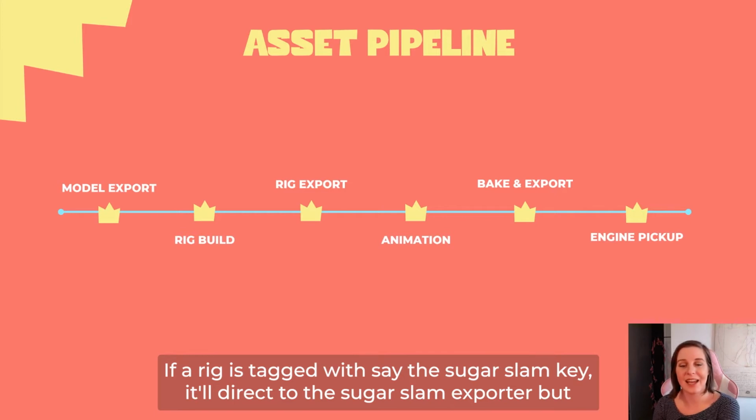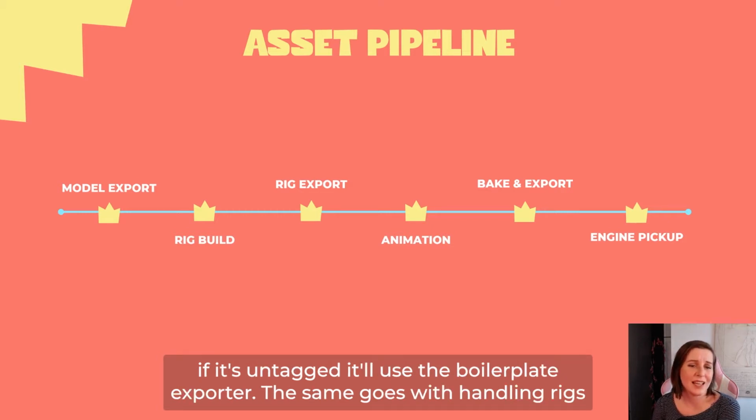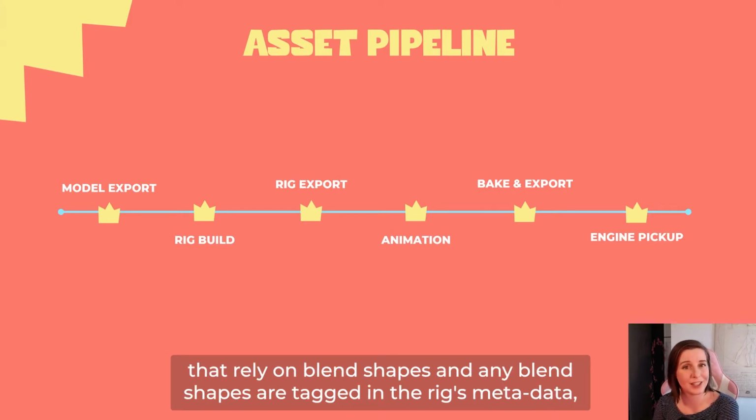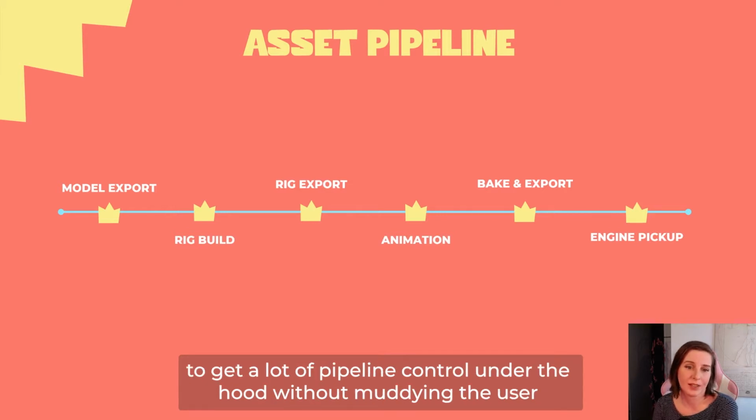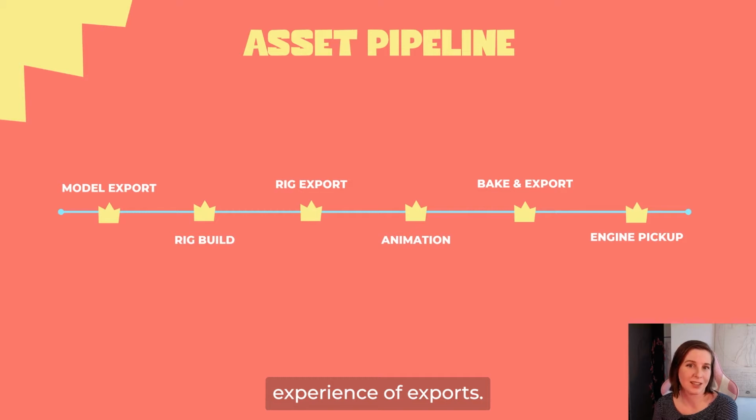If a rig is tagged with, say, the Sugar Slam key, it'll direct to the Sugar Slam exporter. But if it's untagged, it'll use the boilerplate exporter. The same goes with handling rigs that rely on blend shapes. Any blend shapes are tagged in the rig's metadata and only exported if needed. I found this is a pretty neat way to get a lot of pipeline control under the hood without muddying the user experience of exports.